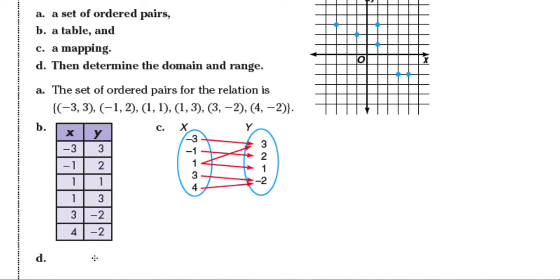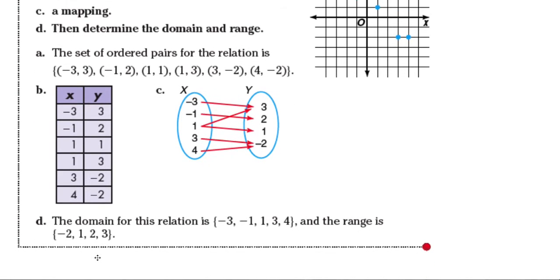And finally, determine the domain and the range. Your domain are all your x coordinates, which are -3, -1, 1, 3, and 4. And the range are all your y coordinates, which are -2, 1, 2, and 3. Okay, and that is example number 1. Let's take a look at the next one.